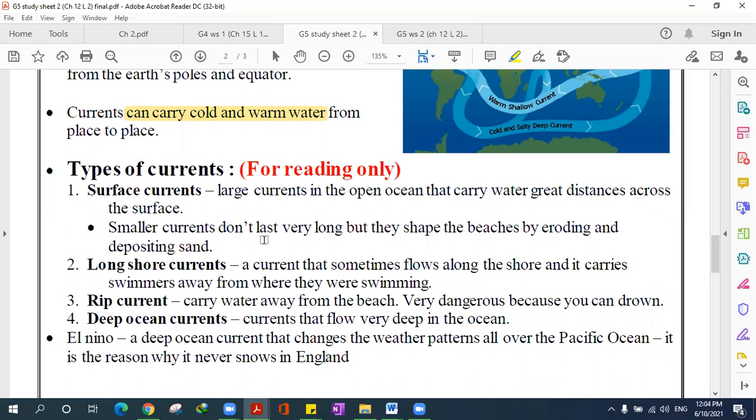In this case, it's the difference in density. The cold and warm water. The cold water is heavier, so it starts moving down, and the warm water starts moving up. And then they do this circulation movement all the time, and this is how the currents are formed. This part, guys, you can read it just for your own knowledge. It's not going to be included in the term exam.